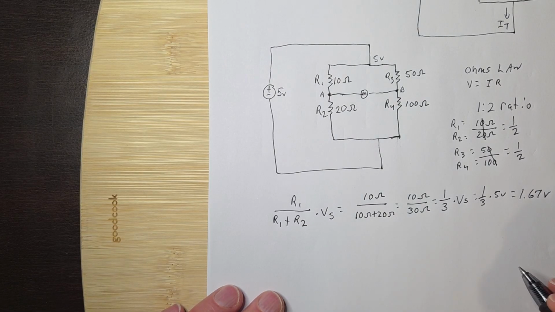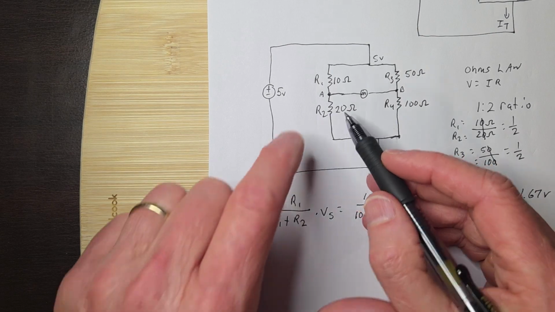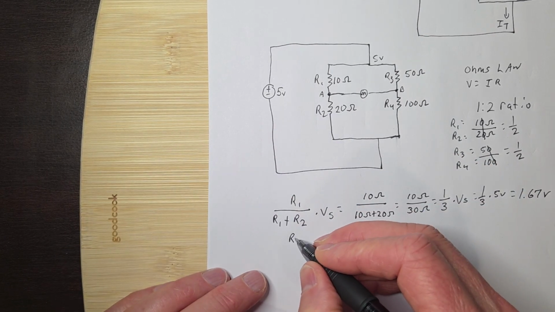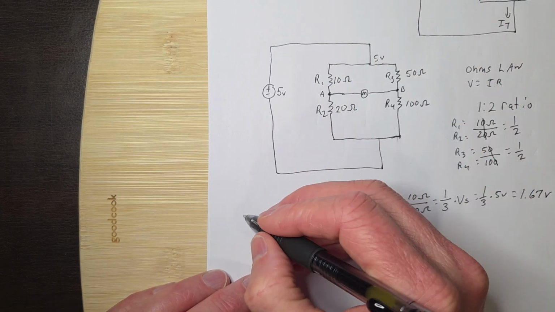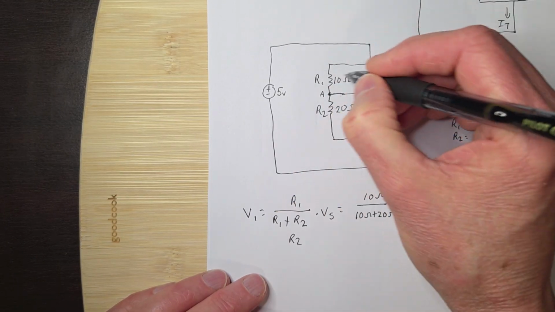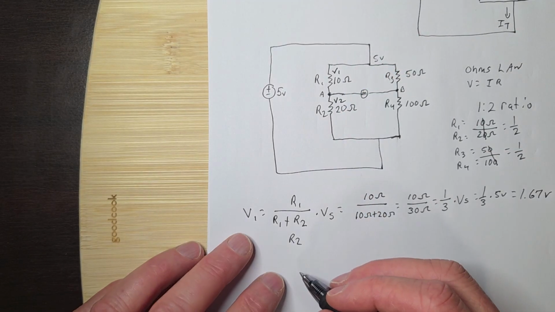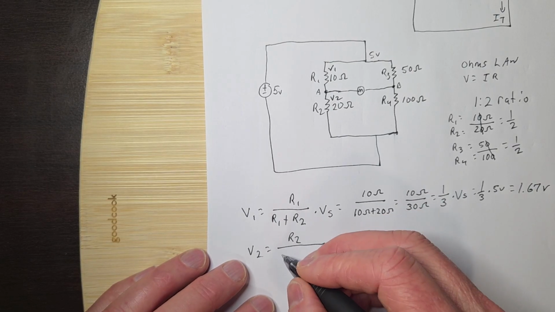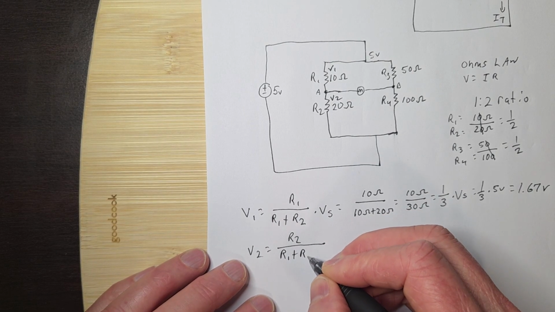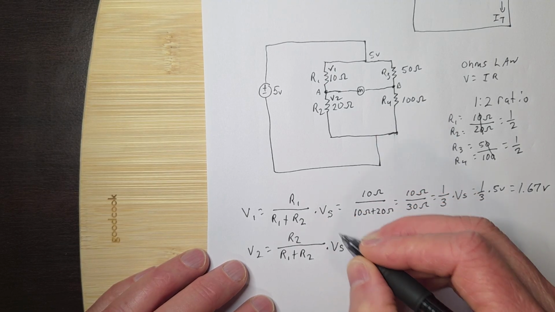So you have that. And now if I wanted to calculate V1, V1 would equal this. This is V1. This is V2. If I want to calculate V2, then it's R2 over R1 plus R2 times Vs. That's not a 5, that's an S.